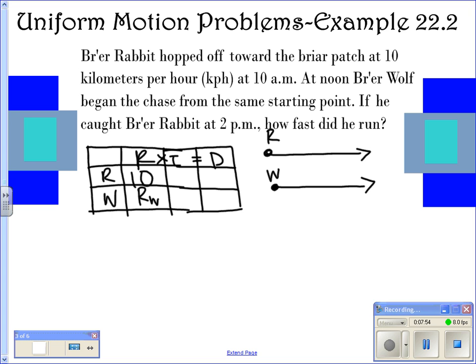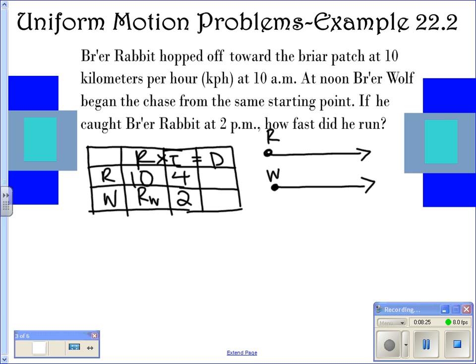Okay. What about the time? How long did the rabbit run? 11, 12, 1, 2, right? Do you agree? The wolf, how long did he run? From noon, 1, 2. He went 2 hours. Make sense? Do we know the distance for them?